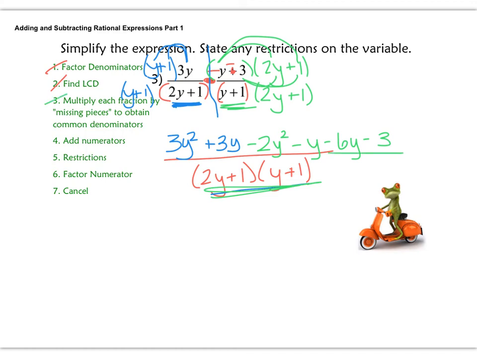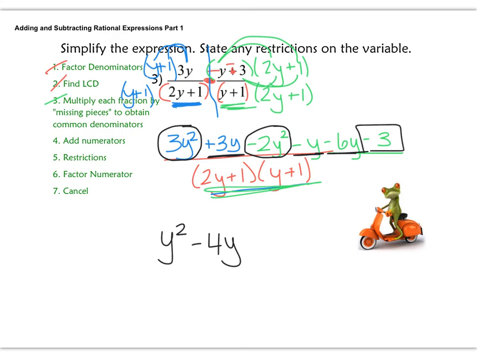All right, that was step 3. Next, add numerator. So put my like terms. So let's see, I have a 3y squared minus 2y squared is y squared. 3y minus y is 2y. Minus 6y is negative 4y. And then I have just a minus 3. All right, on the bottom, we have 2y plus 1 and y plus 1.